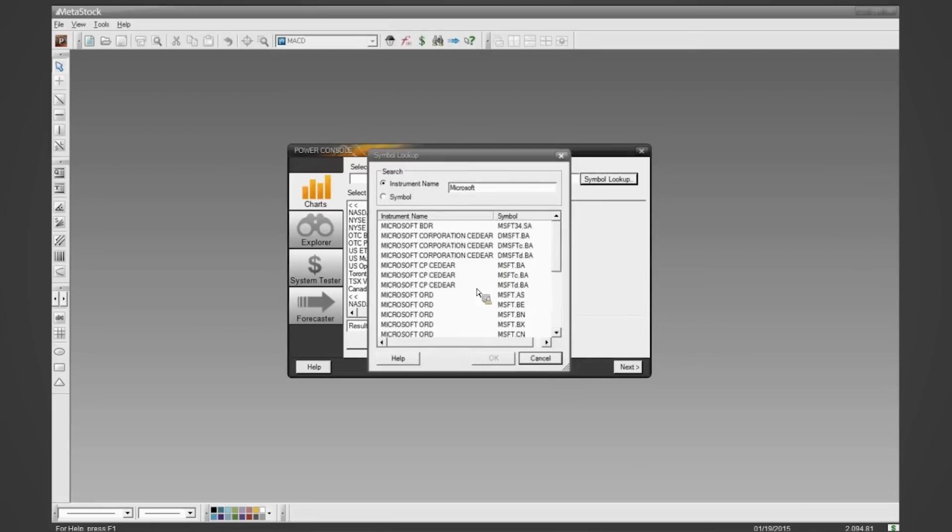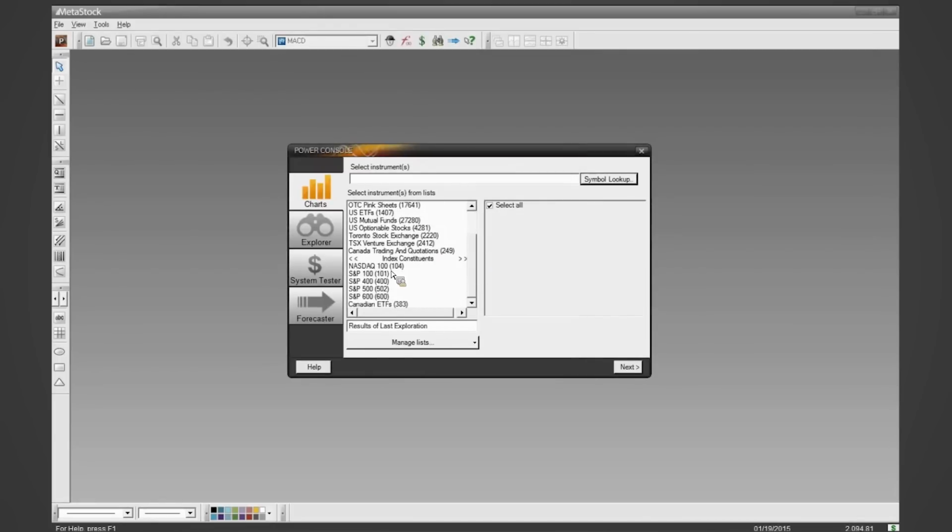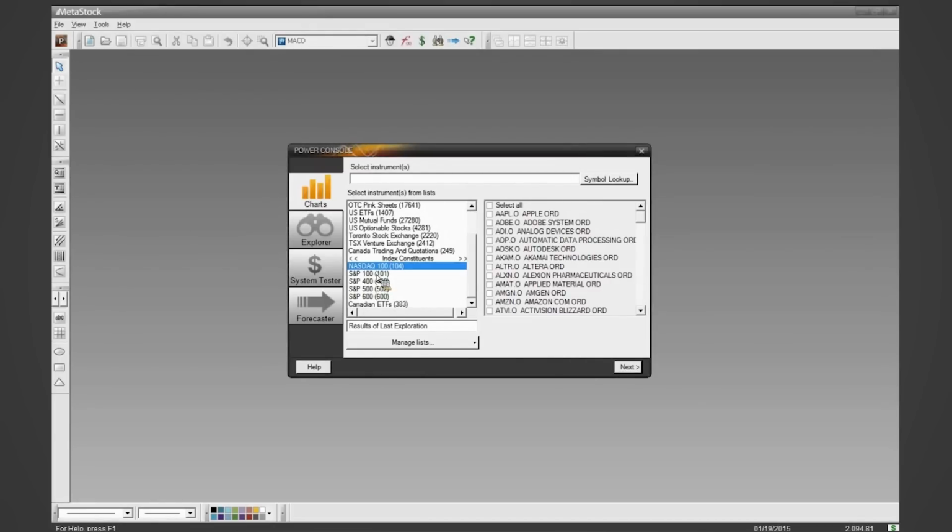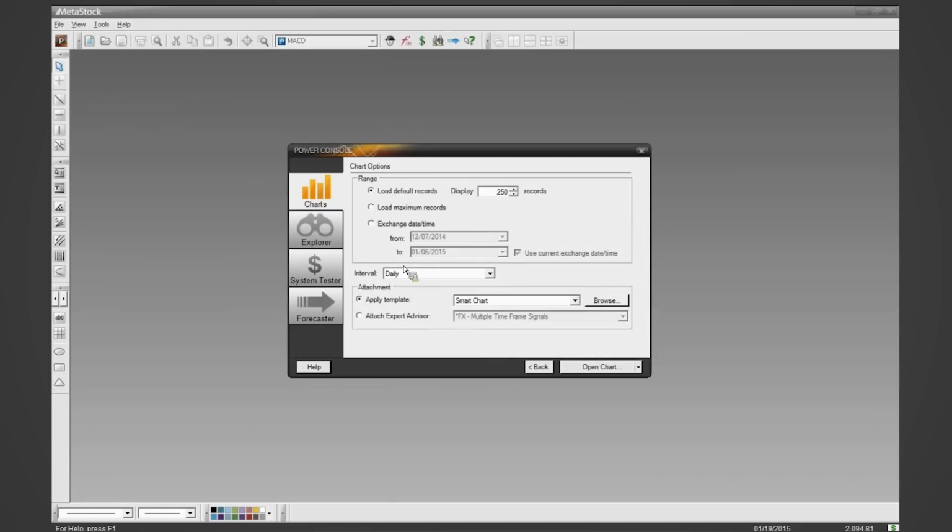One other way I can find a symbol is to come down into lists. If I click on index constituents here, I can see the whole list of everything that's in there. So if I know it's in the NASDAQ 100, I can come down, find Microsoft, there it is, and I can just check it to open it. So those are my ways of finding charts that I want to open. Let's go ahead and click Next. And then this screen here asks me how much data I want to load up, what kind of time frames I want to look at.